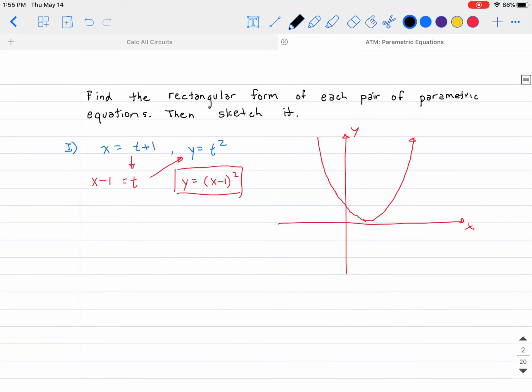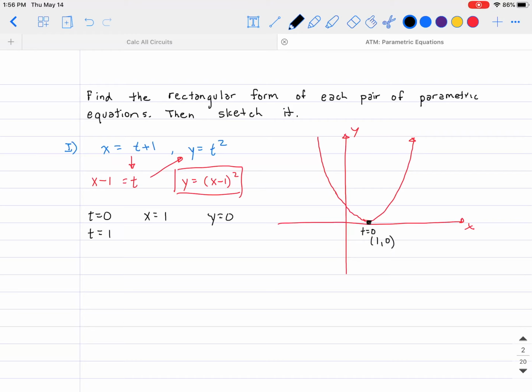Let's just do something a little bit extra. So we're going to look at when t is equal to 0, we plug into the equations. We get x is equal to 1 and y is equal to 0. So that tells us our starting point: when t is equal to 0, you're going to start at the point (1, 0).